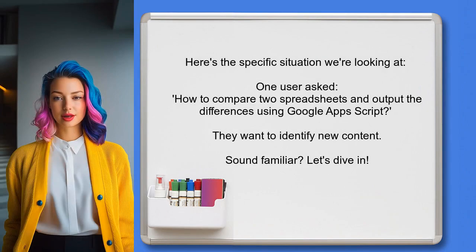Here's the specific situation we're looking at. One user asked how to compare two spreadsheets and output the differences using Google Apps Script. They mentioned that both spreadsheets have only one sheet and they want to identify new content. Sound familiar? Let's dive into this together.